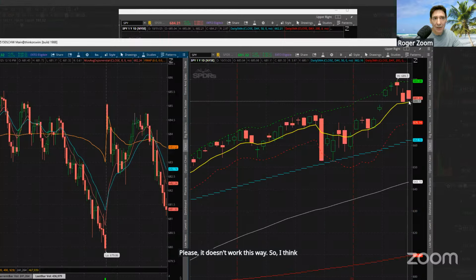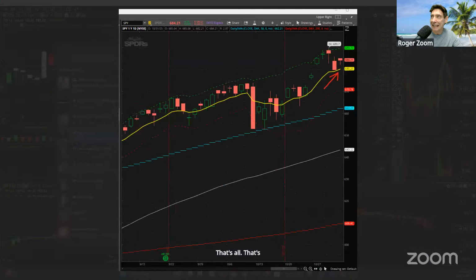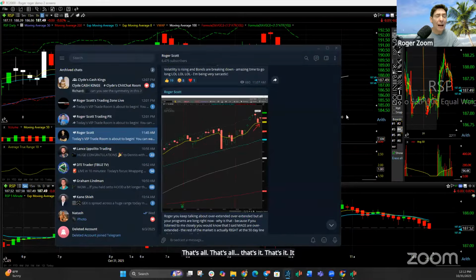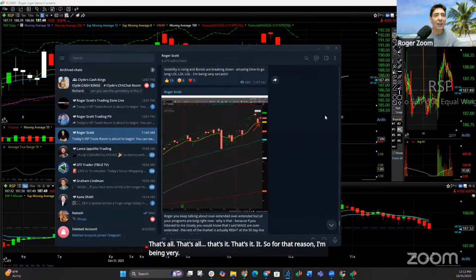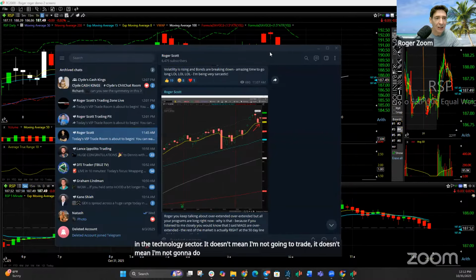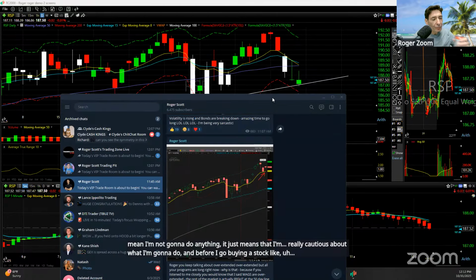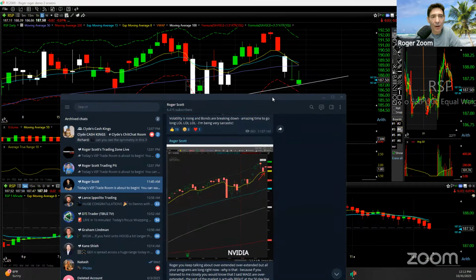So I think we're going to come down here and we're going to base and we're going to see what happens next. That's all. So for that reason, I'm being very, very cautious with mega caps and initiating long stocks in the technology sector. It doesn't mean I'm not going to trade. It just means that I'm really cautious. Before I go buying a stock like NVIDIA or Tesla or Applied Materials, I'm going to think twice. That's all I said. Please don't take what I say out of context.